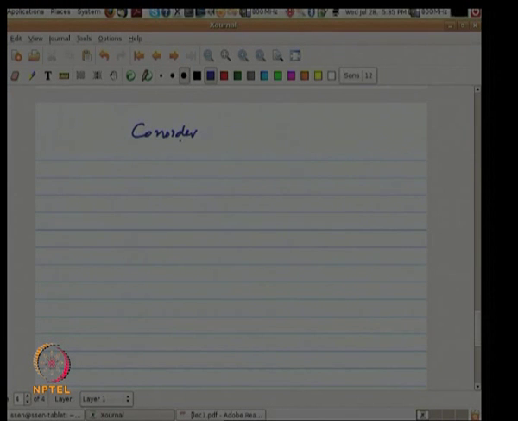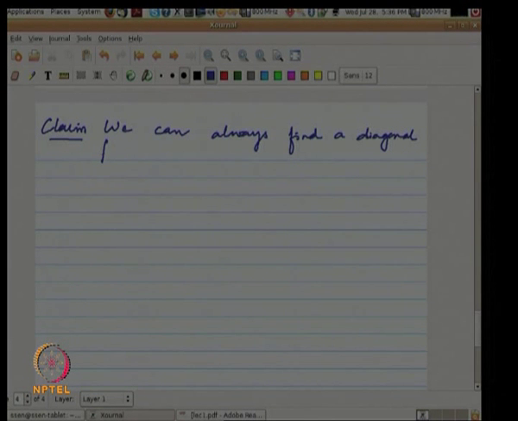So, for that let us try this idea. So, consider, so what are we trying to prove? We are trying to prove that we can claim always find a diagonal. So, once it is not a triangle, we should be able to find a diagonal. Right. So, I will do a kind of a proof sketch.